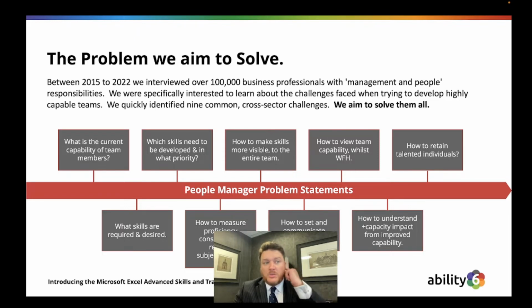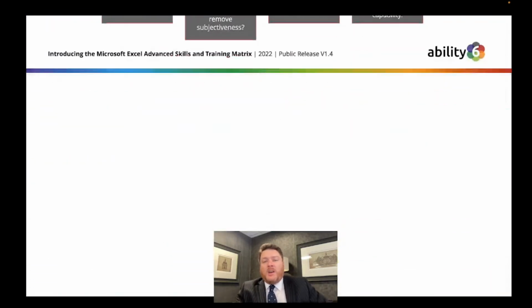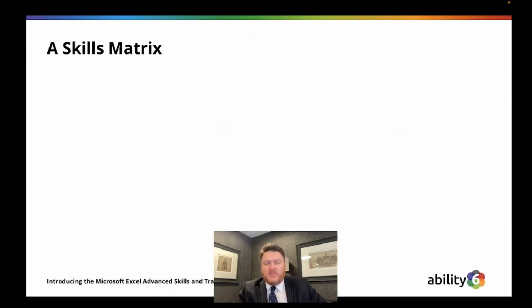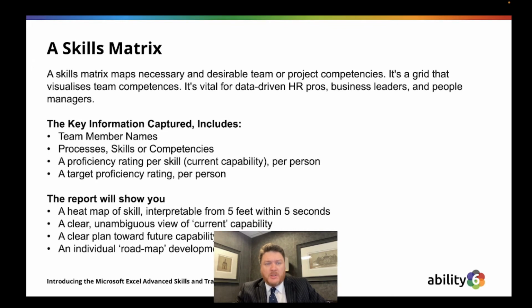So I'm going to introduce you to one very simple solution in this video, and that is the Excel version of the skills matrix. Anyone can download this at skillsmatrixtemplate.com. Ultimately, the skills matrix needs to consider a few key aspects: team member names, the processes or skills, a proficiency rating per skill per person, and then ideally a target proficiency rating per person. So we know what the baseline of capability is, but what does the future state of the team look like? What is the desired state?